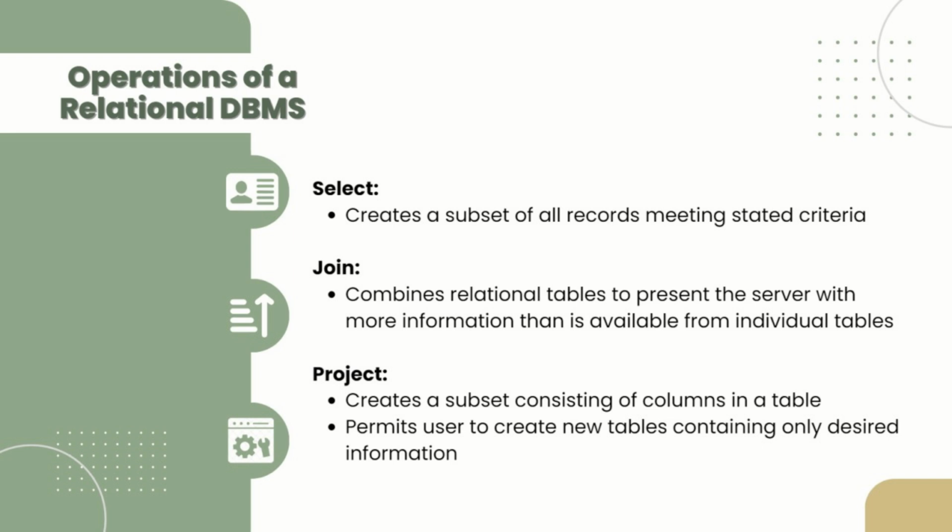Project creates a subset consisting of columns in a table. Permits user to create new tables containing only desired information. The project operation creates a subset of columns from a table, retaining only the specified columns while excluding others. For example, consider a table of customer data where you want to select only the customer ID and name columns.